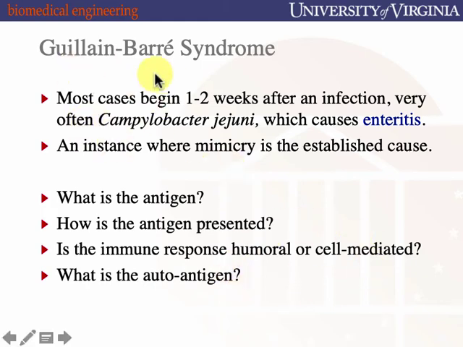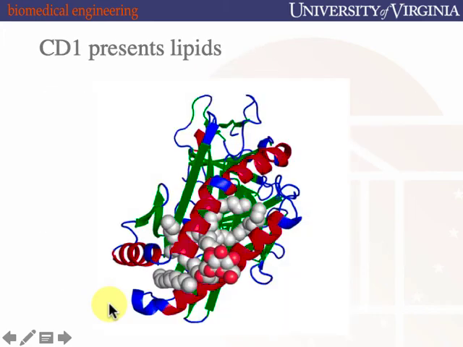So in Guillain-Barré, most cases begin about 1 to 2 weeks after an infection, right? And that infection is this C. jejuni. It causes enteritis. So we talked about colitis, infection or inflammation of the large intestine. Enteritis is inflammation of your small intestines. Okay? So you get some sort of inflammatory response, and this is thought to be an instance where mimicry is the reason. So what is the antigen? How's it presented? And is the immune response humoral or cell-mediated? And what is the autoantigen? We're going to talk about that.